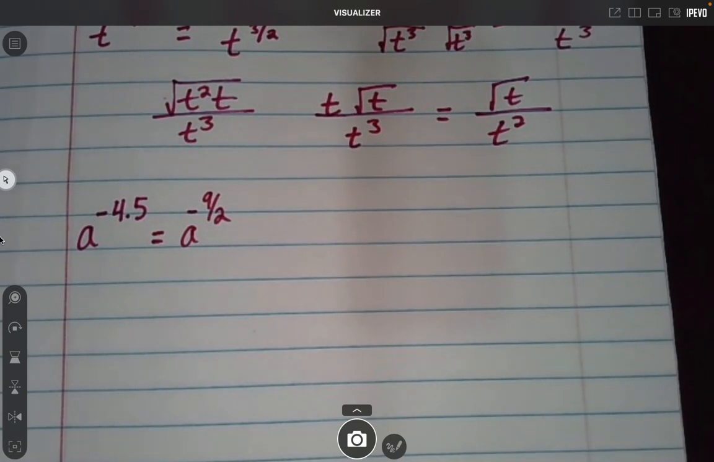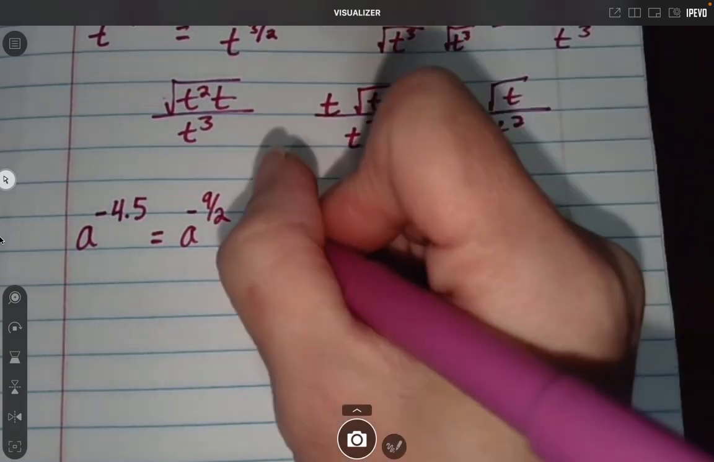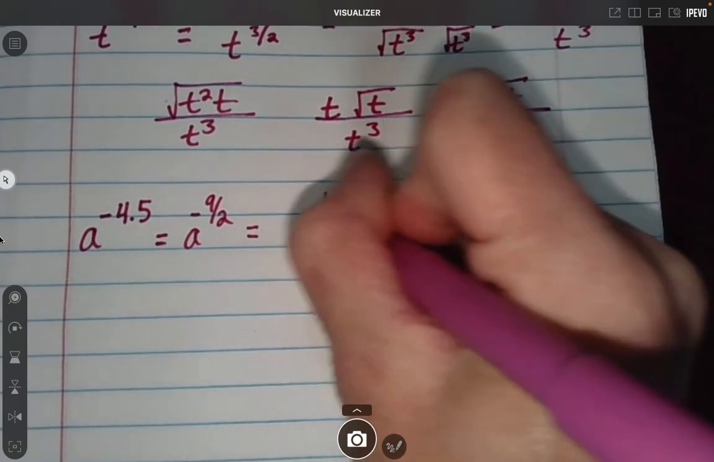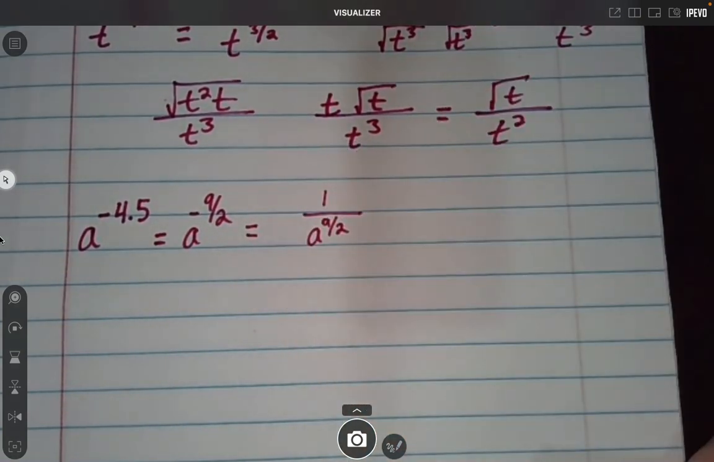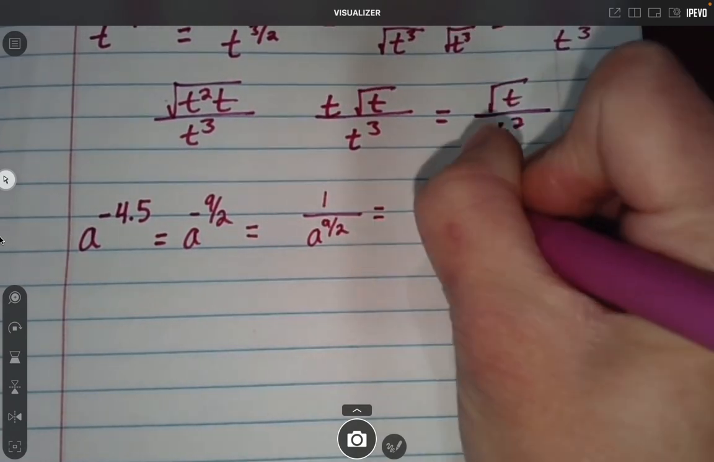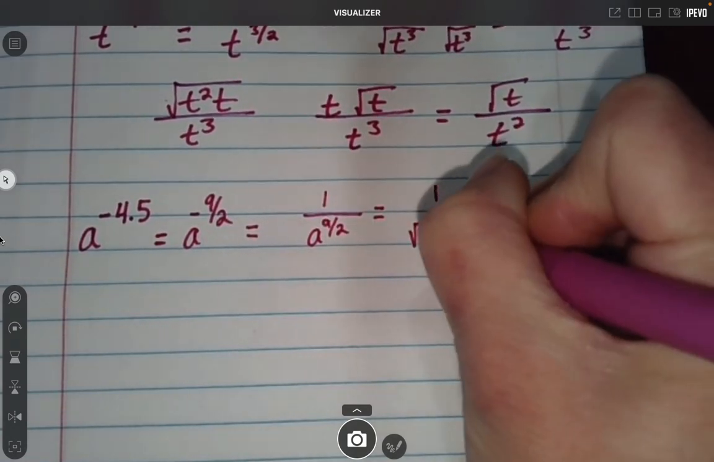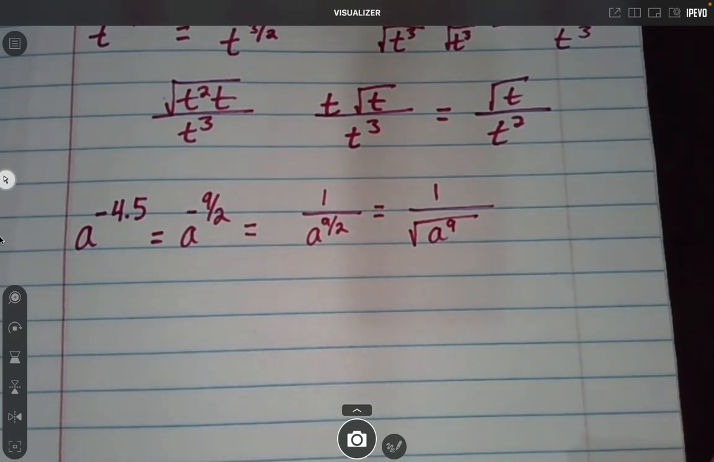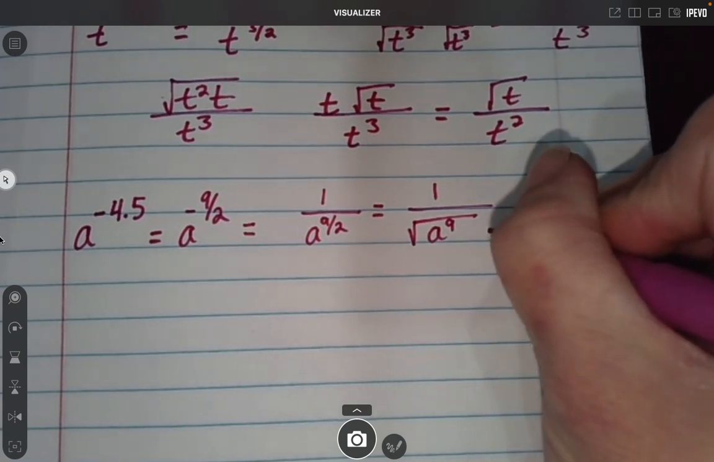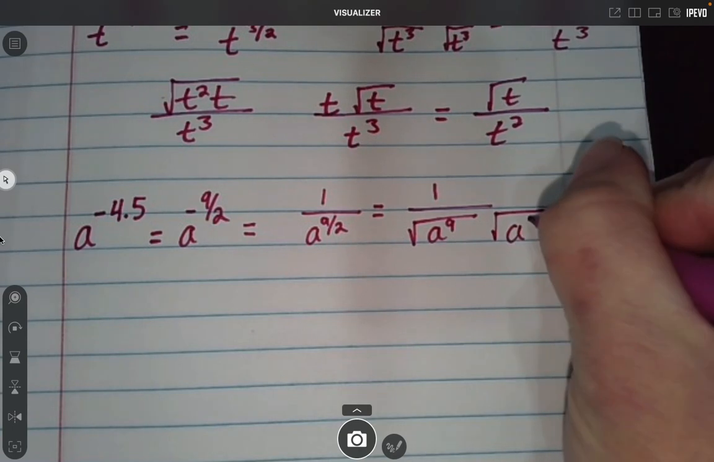Then what happens if it's a negative exponent? Move it to the denominator. Everybody good with that? A to the 9 halves is in the denominator. So I'm going to change it to a square root. And what kind of square root is it? The square root of a to the 9. Can I have a square root in the denominator? Do I need to slow down? No? Okay, so I'm going to multiply by square root of a to the 9th.